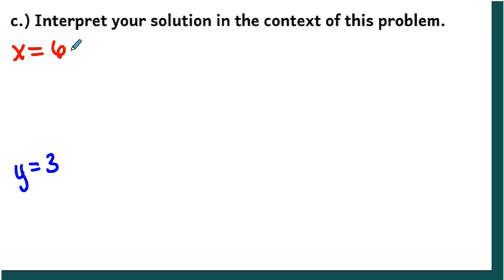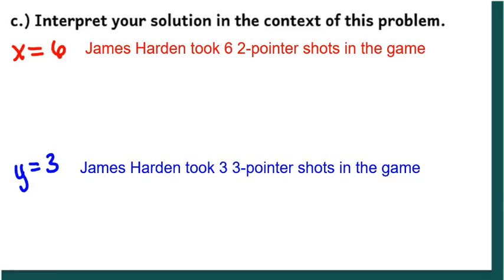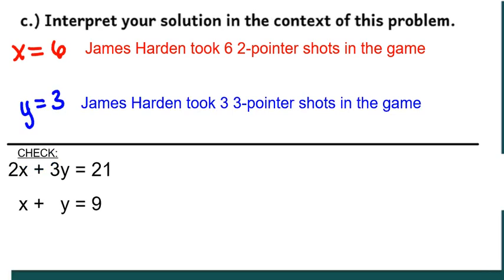So when we have our final values of 6, then we can say James Harden took 6 2-point shots in the game. And the y value of 3 tells us that James Harden took 3 3-pointer shots in the game. And lastly, we are just going to take a second and check to make sure that our solutions work for our system of equations.